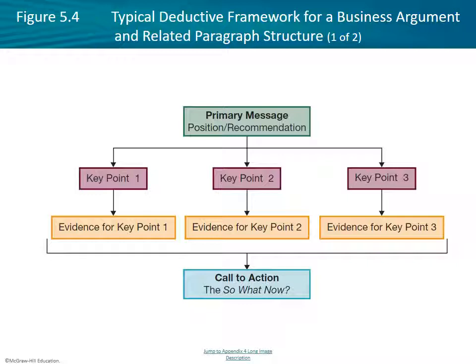Figure 5.4 illustrates the framework of most deductive business arguments. Generally, a reader could get the gist of your message, the primary message, rationale, and call to action simply by reading the opening paragraph, the first sentence of each supporting paragraph, and the final paragraph. In fact, many of your readers, who are generally busy, will do exactly that.